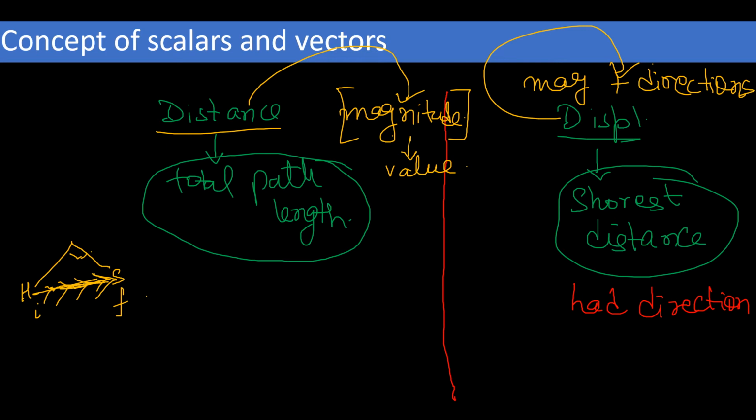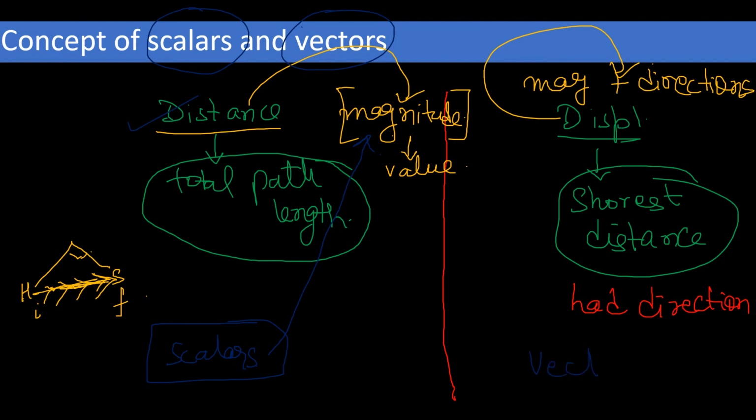Now, guys, based on this quantity having magnitude and the quantity having magnitude with direction, we will categorize physical quantities into two subparts. One is scalars and the other one is vectors. Scalars, guys, are just the quantity which has only the magnitude. What could be the possible examples of scalars? Distance, right? On the other hand, we have vector quantity. And what is vector quantity, guys? Those quantities which have magnitude as well as direction associated with them, right?